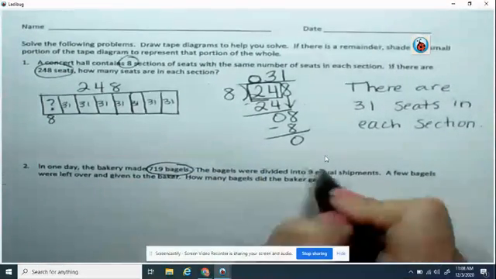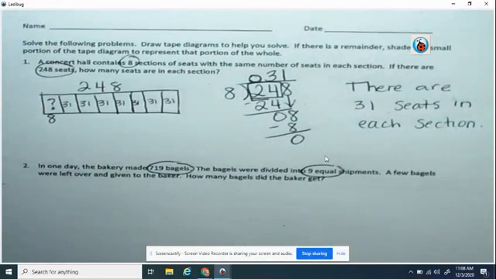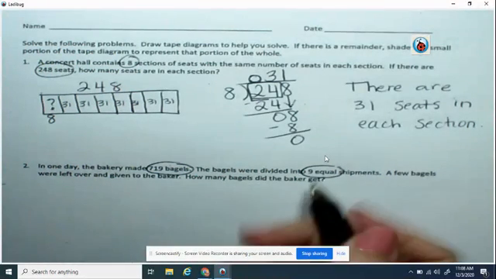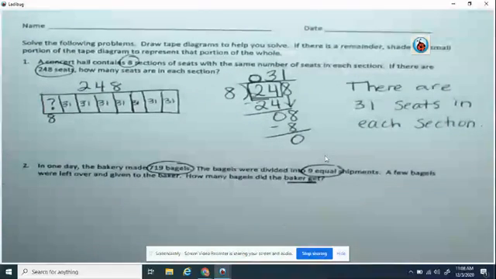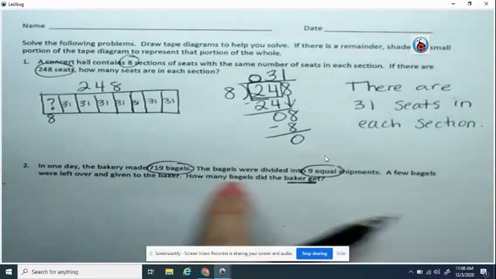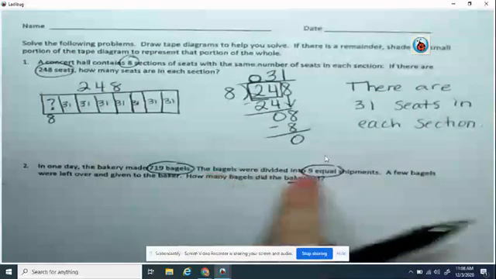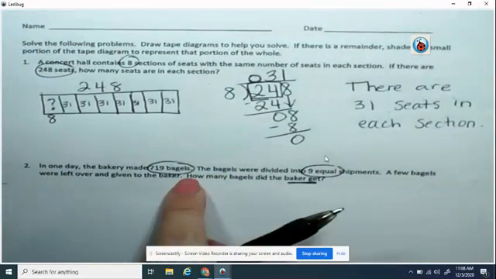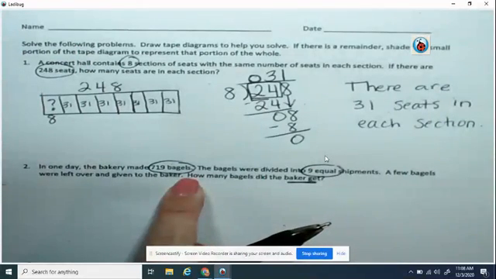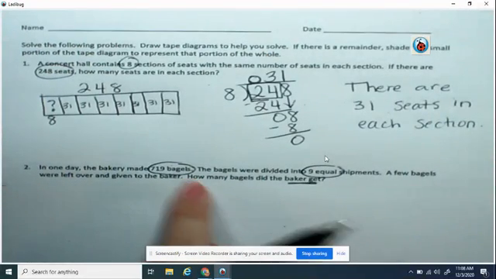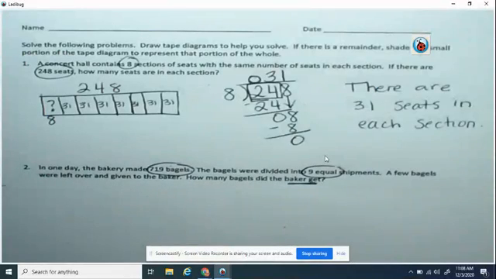Okay, in one day the bakery made 719 bagels. The bagels were divided into 9 shipments. A few bagels were left over and given to the baker. How many bagels did the baker get? So they want to know what the remainder is. Not even the shipments. They want to know what the remainder was. How much did the baker get? So be careful when you're reading the question, because see, the bagels were divided into 9 shipments. It doesn't say how many bagels were in each shipment. That would be the answer.